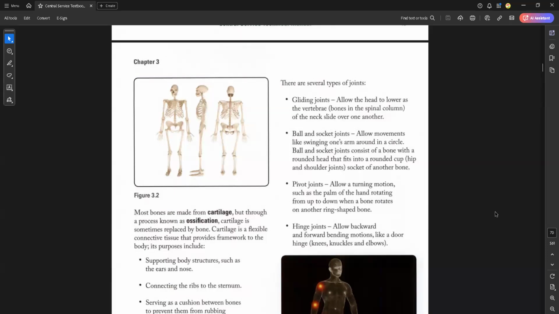Then we have the ball and socket. If you look at figure 3.2, the opposite side of where I'm reading, the ball and socket. Look around the hip area. It's not showing very well because of the way, but you see, like, the tip of the hip area.